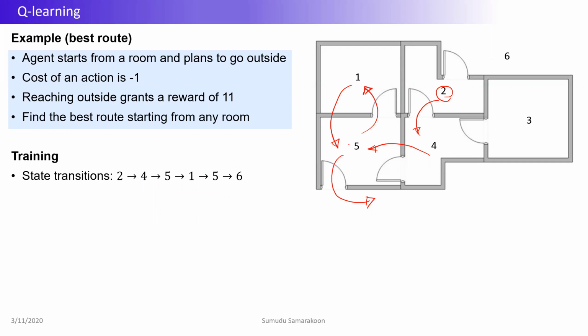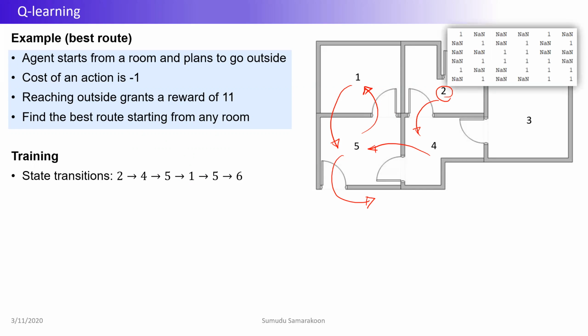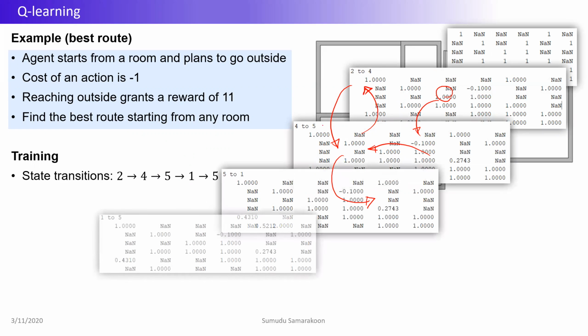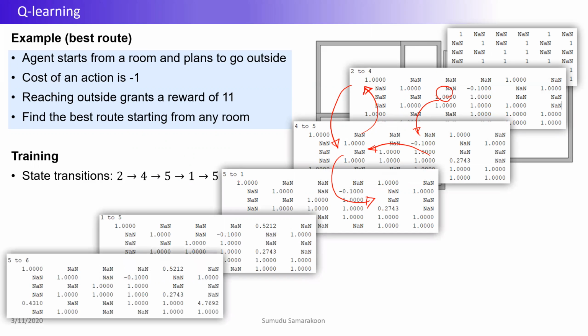While I am doing this, I keep updating the Q values based on the equation that I presented a couple of slides earlier. By using the simulation, I got this set of results. I started from this one, then moved to room number 4, room number 5, number 1, again room number 5, and came to room number 6. By the end of this first training round, we have reached the goal.